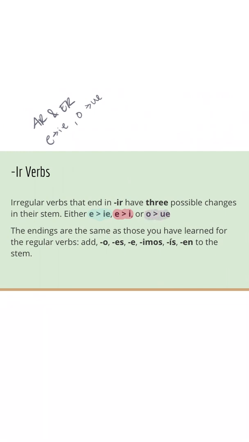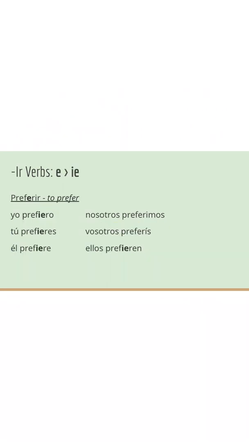And just like we mentioned before, those endings did not change from the very first set that we learned, which were the O, S, E, imos, is, and en. There we have it. So looking at our very first verb here, this is an E to IE.